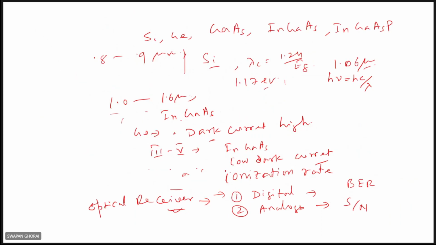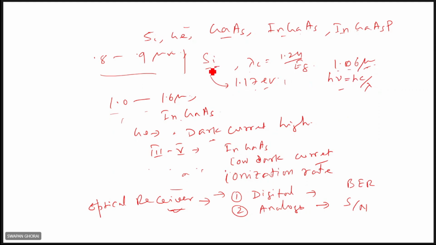So what are the materials? Materials can be silicon, germanium, gallium arsenide, indium gallium arsenide, indium gallium arsenide phosphide, etc. Generally, in the short wavelength region, silicon is preferable because the band gap of silicon is 1.17 electron volt. So if you calculate the cutoff wavelength for silicon, it is 1.24 upon Eg, so that comes to about 1.06 microns.